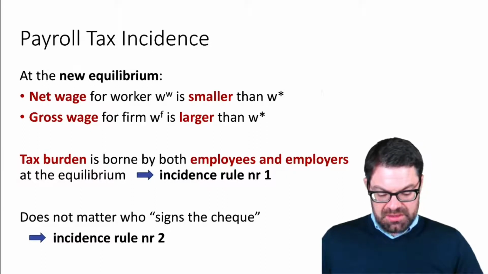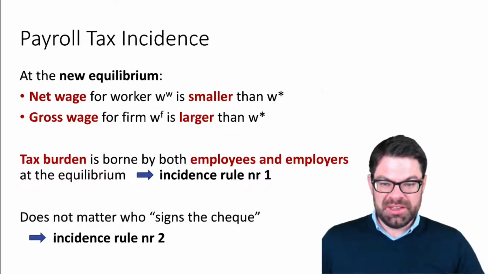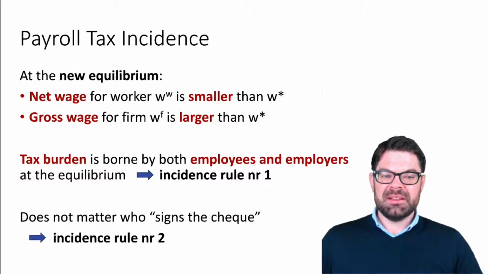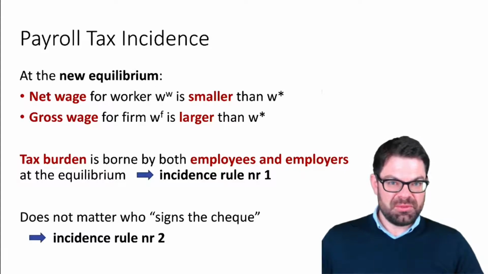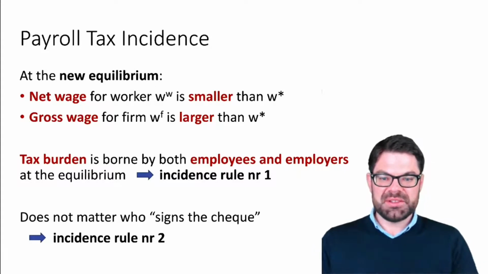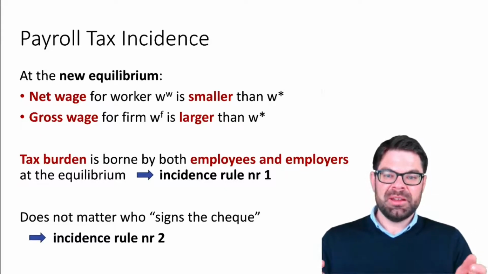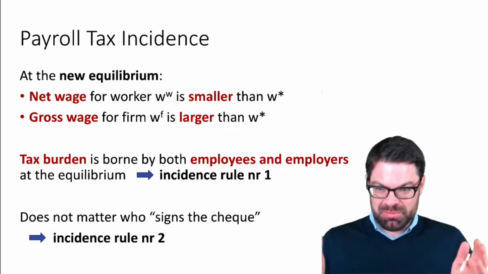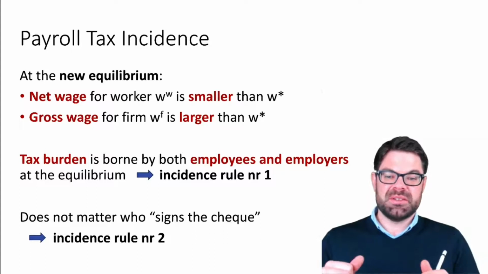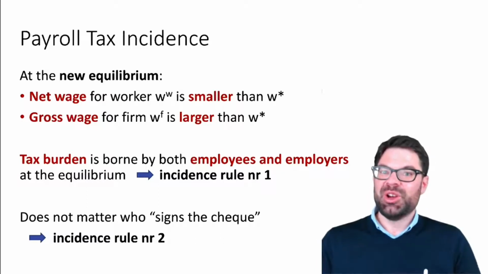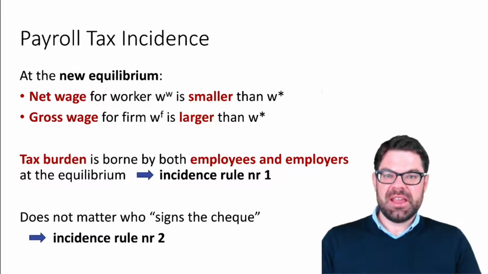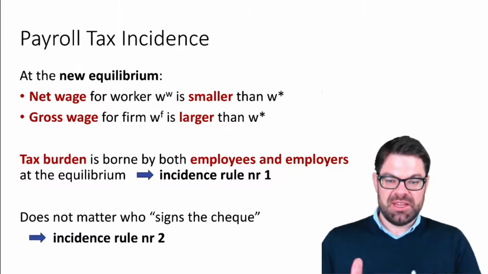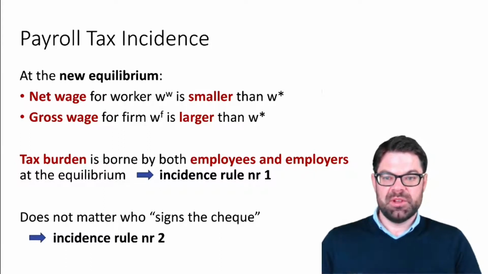So what we can see here, the incidence rule number one is the question of who bears the economic cost? Well, the answer is both. To what extent depends, as we will see, on the slope of the supply and demand curves, but both in principle bear the costs. And it does not matter who actually signs the check and transfers the funds to the exchequer. So that's incidence rule number two.